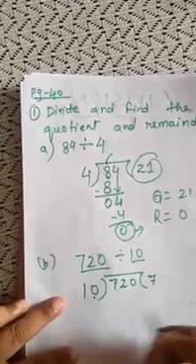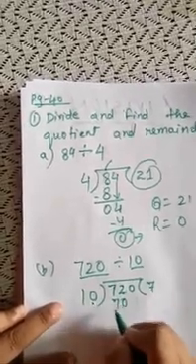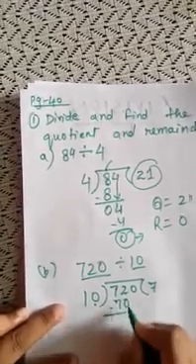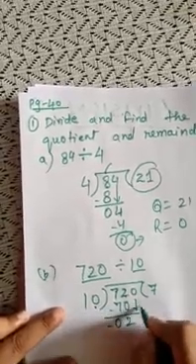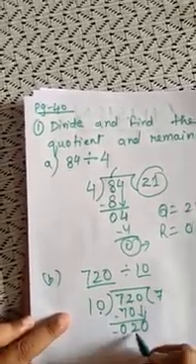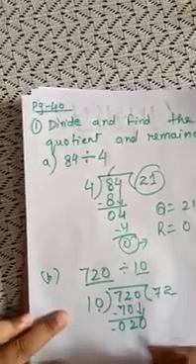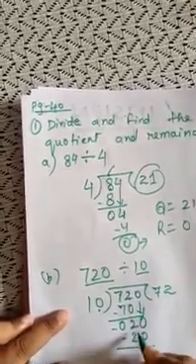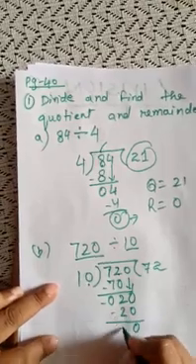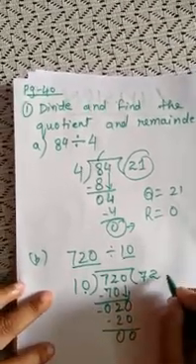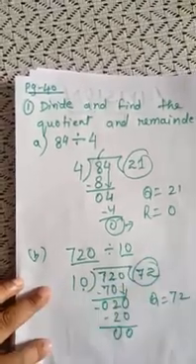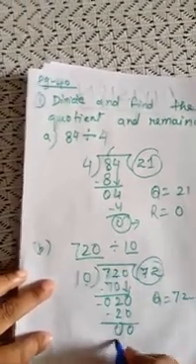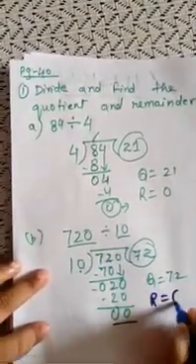10 sevens are 70. So I'll subtract 2 minus 0, 2. 7 minus 7 is 0. Now I'll put down this 0 over here. This is 20. Now 10 2s are 20. Subtraction 0 minus 0, 0. 2 minus 2 is 0. So here quotient is 72. This is quotient. And what is the remainder? Remainder is 0.